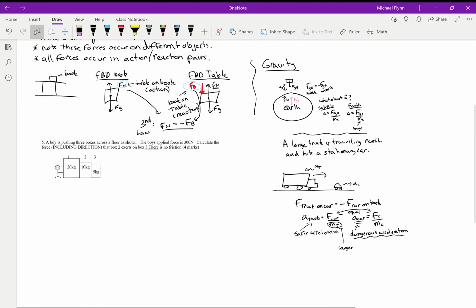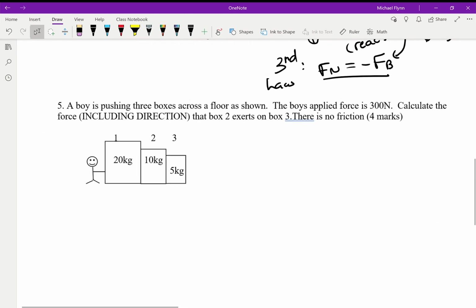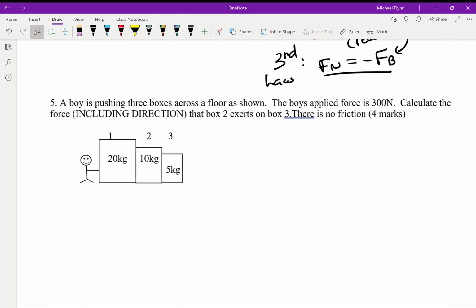All right, so anyway, let's talk about how you do connected object problems. Okay, and I've got a sample problem for you, and we might as well just go straight to it. And I'm going to prove to you that Newton's third law works in this problem as well. So here's a kid, or whatever. A boy is pushing 3 boxes across the floor, and here, see the 3 boxes here. It says, what force does box 2 exert on box 3? Now, it says the force that the boy is applying is 300 newtons.